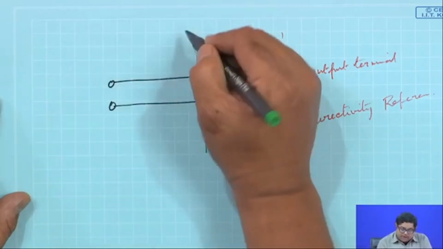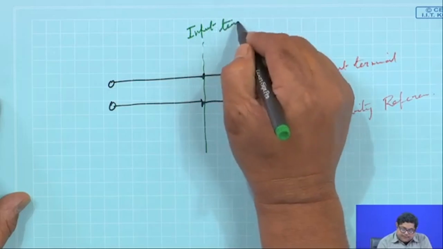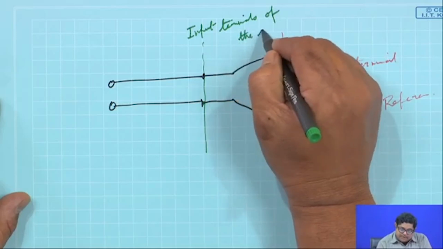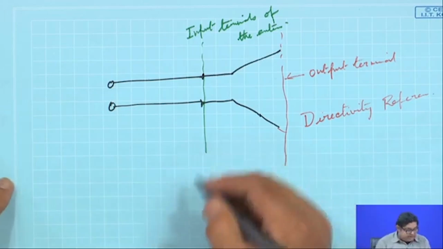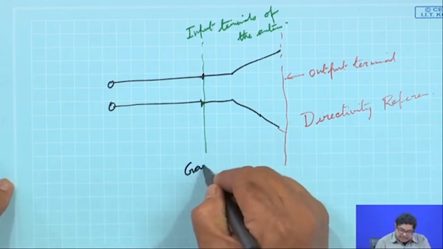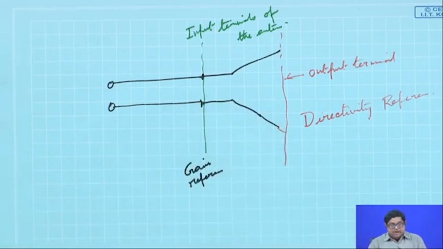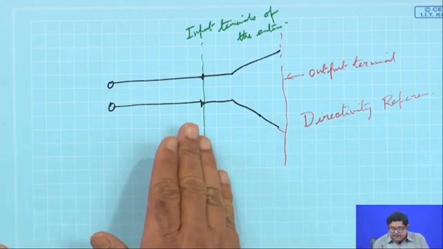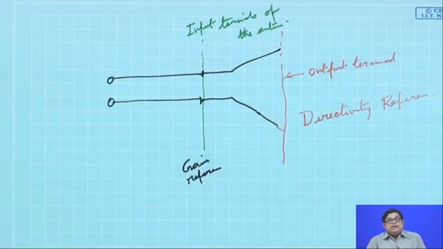This we also call the input terminals of the antenna. At this point, this is the gain reference plane. So, gain is referenced here, that is, how much power is given to an isotropic antenna. So, what is happening? Power is coming here, then power is radiated from here. In between, what can happen?